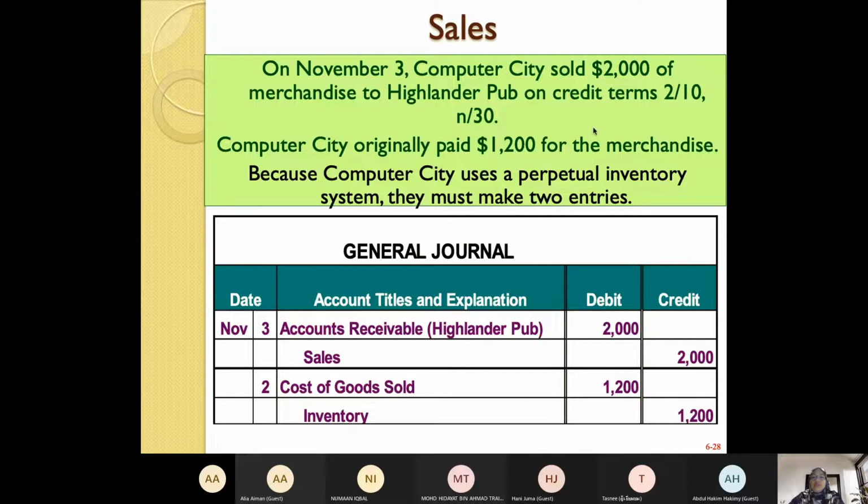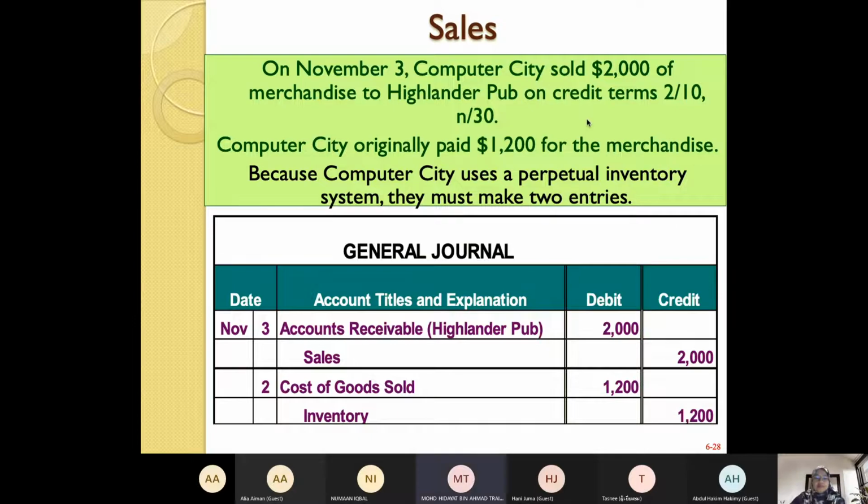Right, so you're using perpetual, so there are two entries that you must make. The first one is to record the sales at 2,000. So you're going to debit your receivable from your customer 2,000, and credit your sales 2,000. But then you also have to record the cost of goods sold, which is 1,200, and credit your inventory the same amount. So this is to record the sales. Under perpetual, you have two records. One is at the selling price, the other one is at cost.